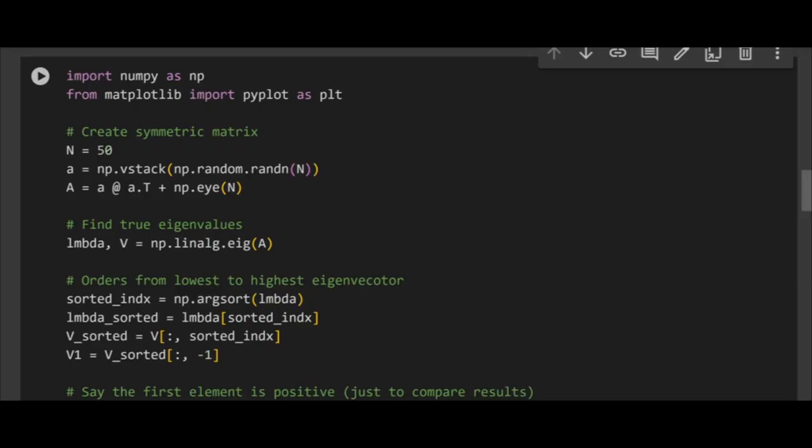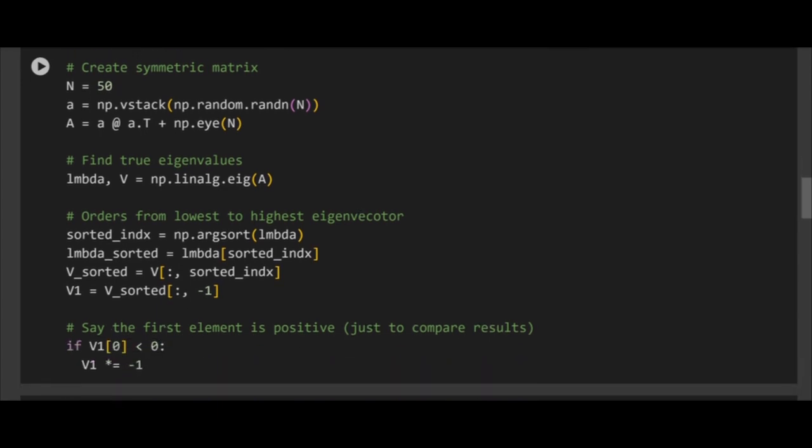Okay, so here's some example code in Python. Let me know if you'd like a copy. It's very simple. All I've done here is make some kind of symmetric matrix. I've computed the eigenvalues just using NumPy's linear algebra library, just for the sake of comparison. Here, all I've done is extract the dominant eigenvector, which I've written as v1.